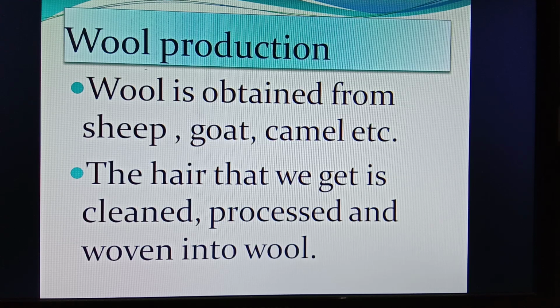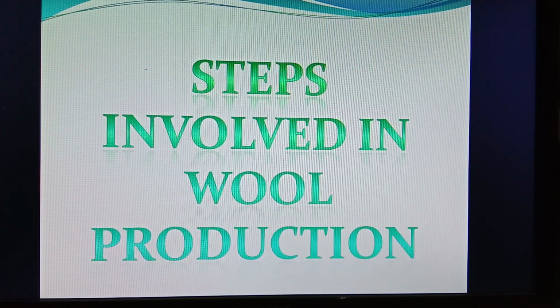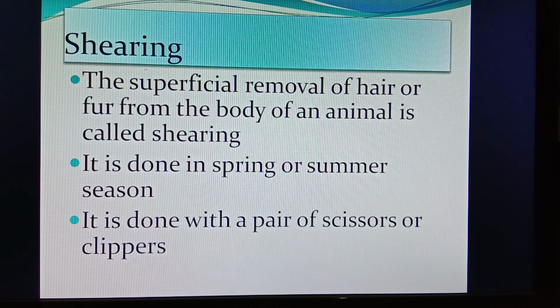The wool obtained from sheep, goat, camel, etc. has to be cleaned, processed and woven into wool. The steps involved in wool production are shearing. Shearing means removing the hair from the body of the animal.